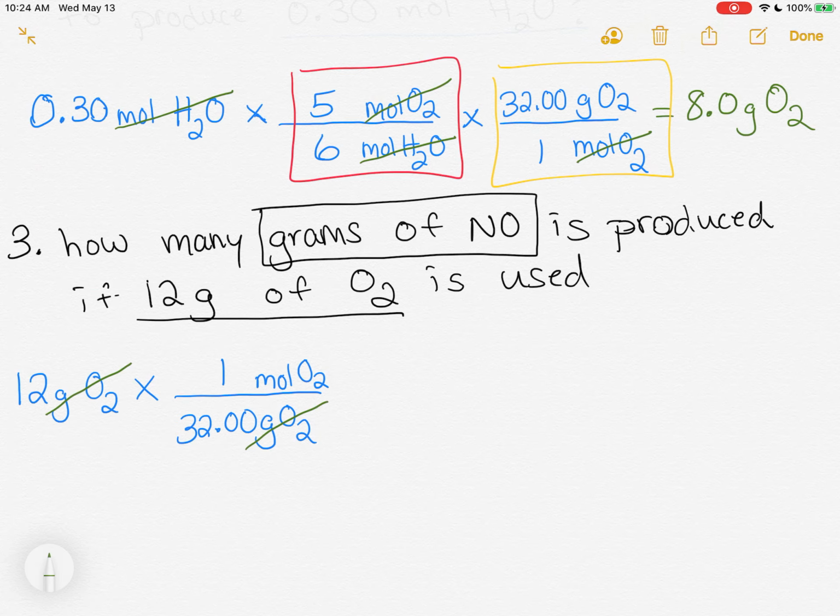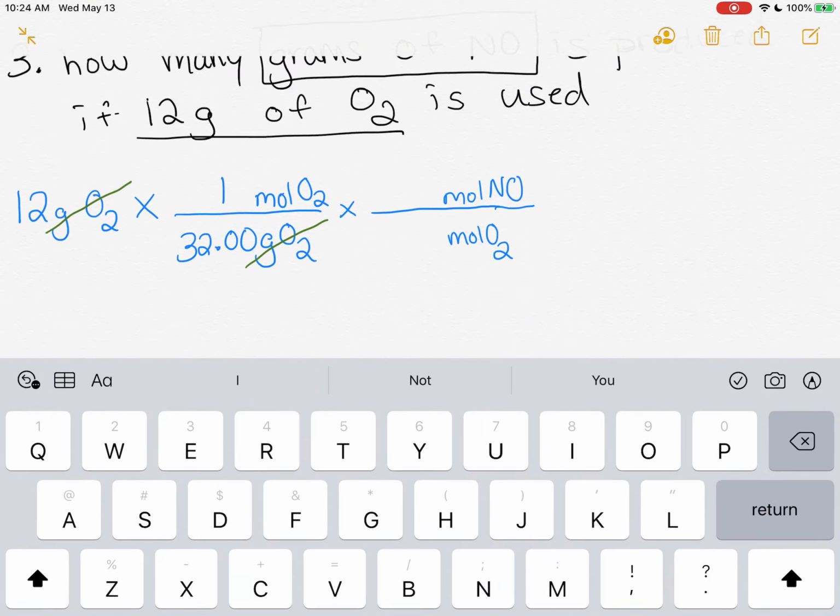But we don't want moles of O2. We want to convert it into nitrogen monoxide. So now we're going to use our mole ratio conversion factor. And so this one is going to have moles of O2 on the bottom because that's what we have, and moles of NO on the top because that's what we want.